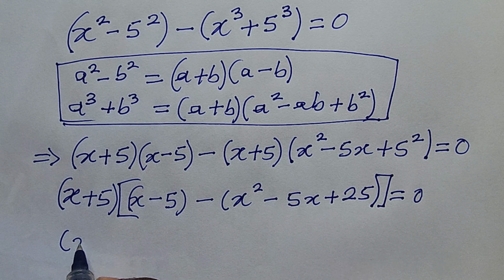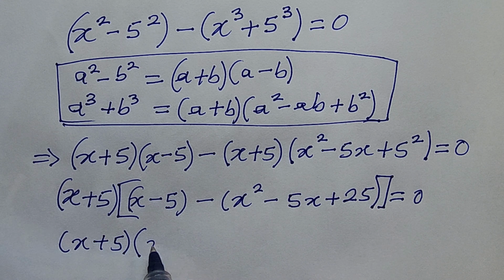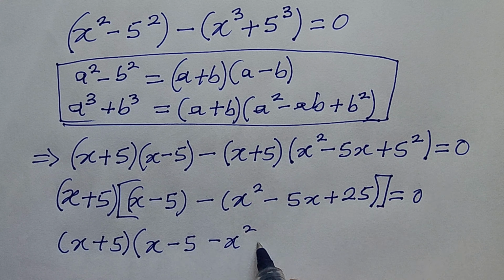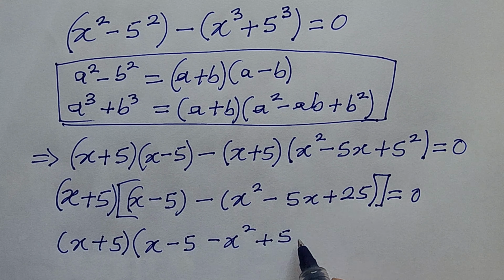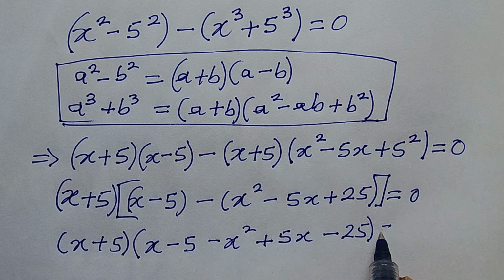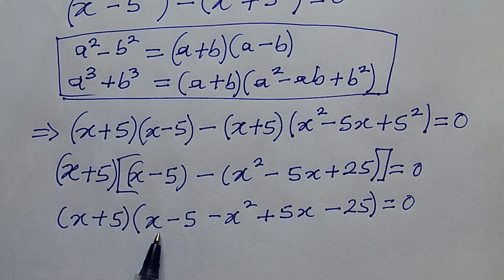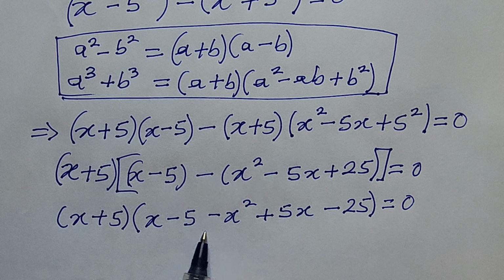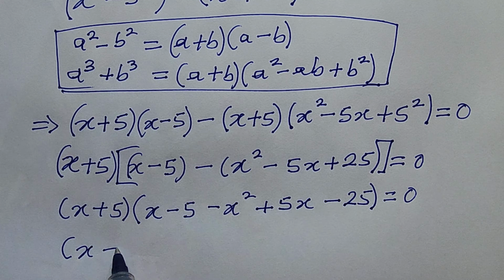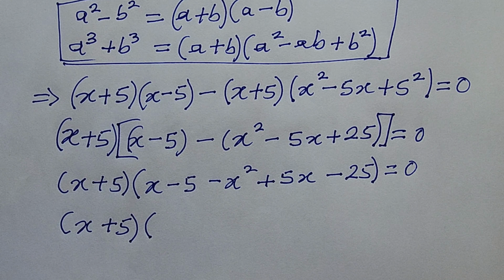So we're going to have here (x + 5)(x − 5) − (x² + 5x − 25) = 0. Easy, right? So we can just rearrange by combining like terms. This will give us (x + 5)(...).